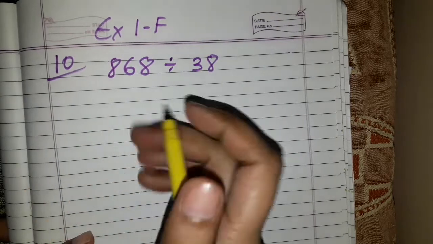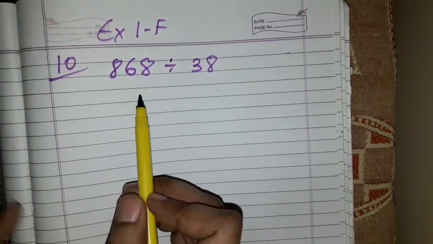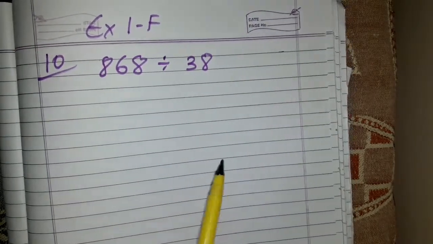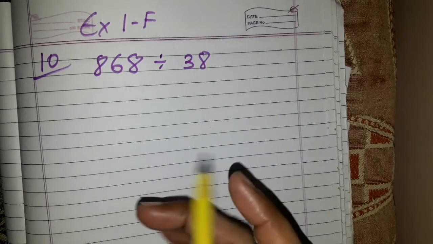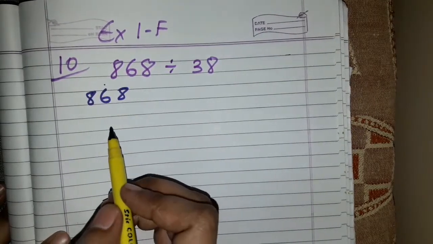Now no instructions are given. In your book you will find all the numbers are given either in hundreds or in tens. You will not find any number in thousands. If any number is mentioned in 1000, then you have to round off till the 1000 place value. Now this is a number in 100, 868. So I'll round it off till the 100 place value.